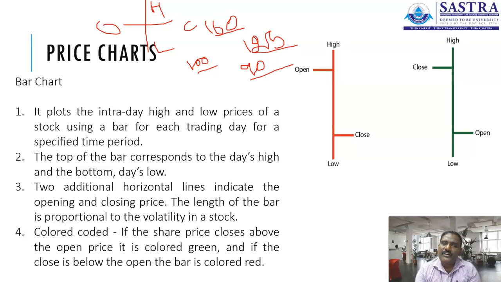This is the information the bar chart is used for, where the closing price, like the previous closing price, and the opening price are identified: the price at which the stock opened in the market and the price at which it closed. You can see there are two different colors in which the bar chart is represented. The first one is represented in red color.